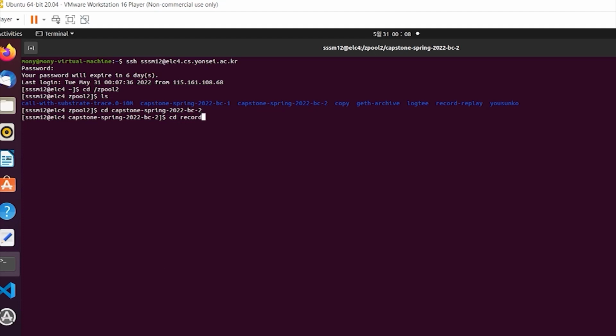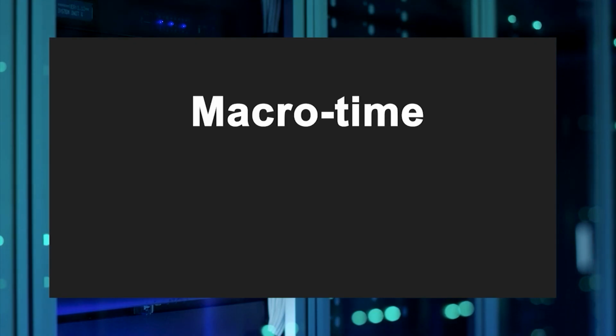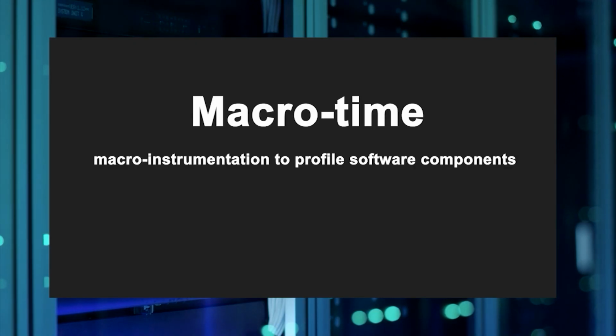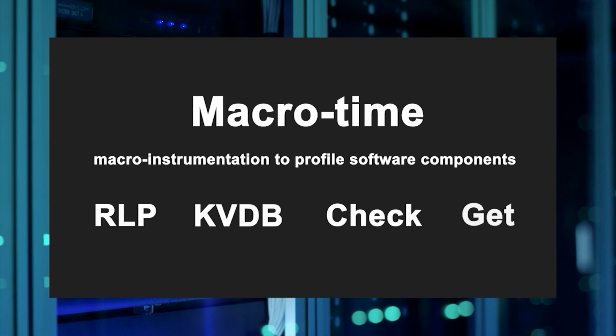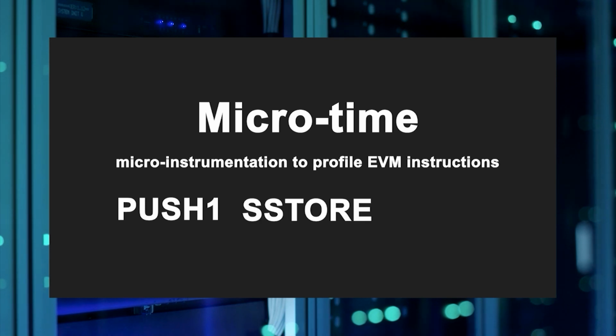We worked on two branches of the record replay repository for this experiment: macrotime and microtime branch. Macrotime is macro instrumentation to profile software components, for example, RLP, KVDB, check, get. Microtime is micro instrumentation to profile EVM instructions, for example, push 1, sstore, sload.